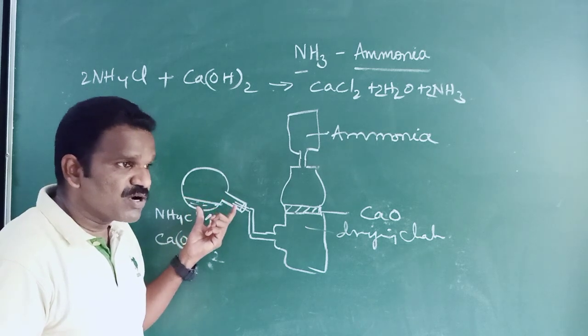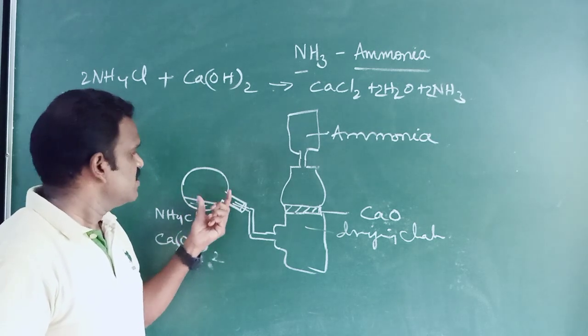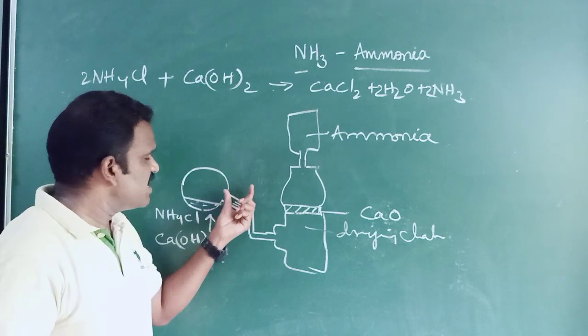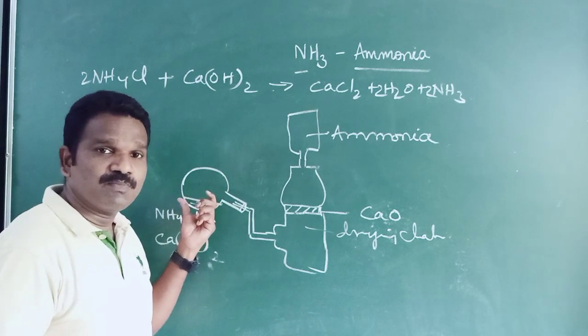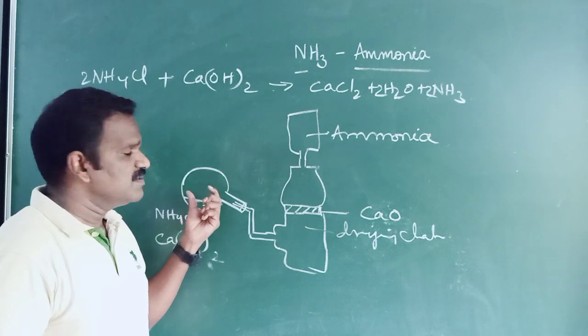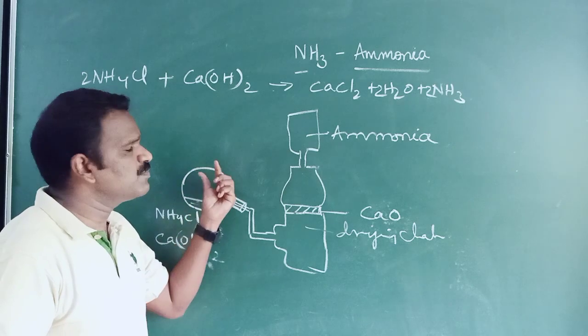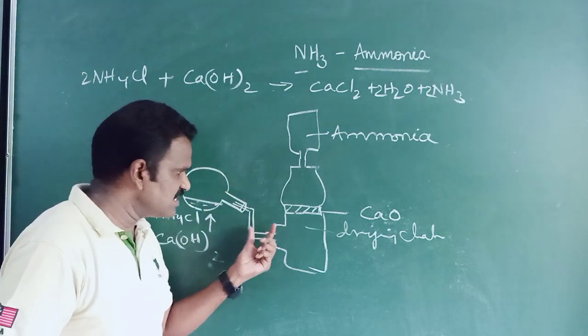Now, why are we keeping the round bottom flask in a tilted manner? We put this round bottom flask in a tilted manner because the water traces released after heating may trickle back or may damage the round bottom flask. Therefore, we put the round bottom flask in a tilted manner.